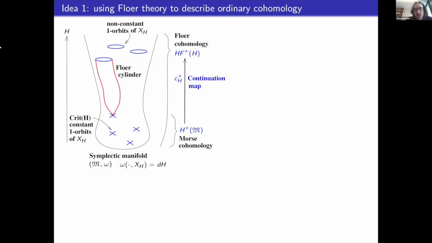So in many situations, what happens is that this critical locus gives you a subcomplex of your Floer complex, which calculates Morse cohomology. So that's basically the ordinary cohomology of your manifold. And this comes with a natural map, called the continuation map, to Hamiltonian Floer cohomology. And we're going to be studying this map throughout this talk.